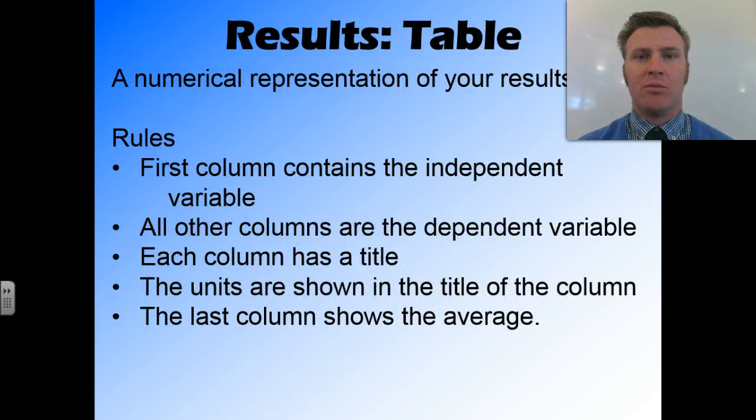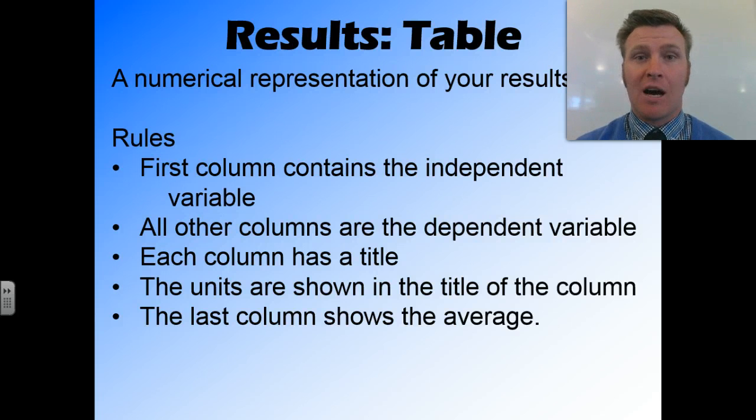Firstly, the results table. Now, the table is a numerical, meaning with numbers, representation of your results. And there are a few rules to drawing a table. Firstly, the first column needs to contain the independent variable. And all the other columns are the dependent variable, and the different ones you got from the different repetitions of that dependent variable.